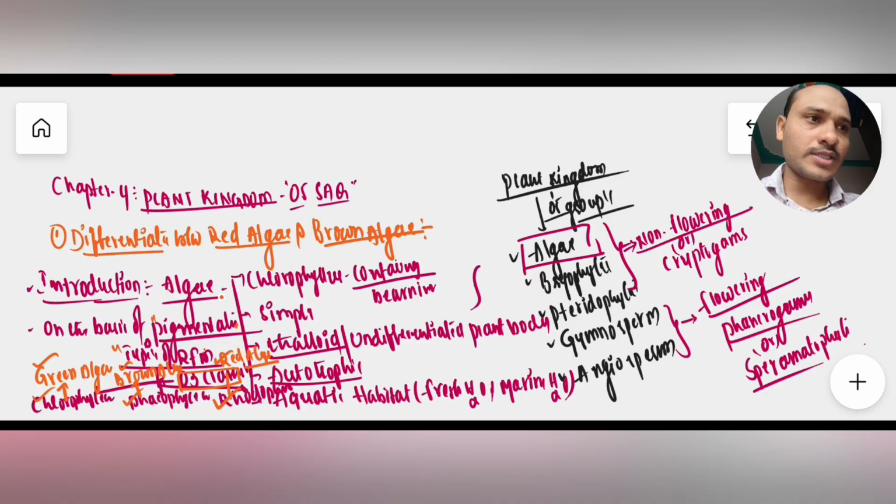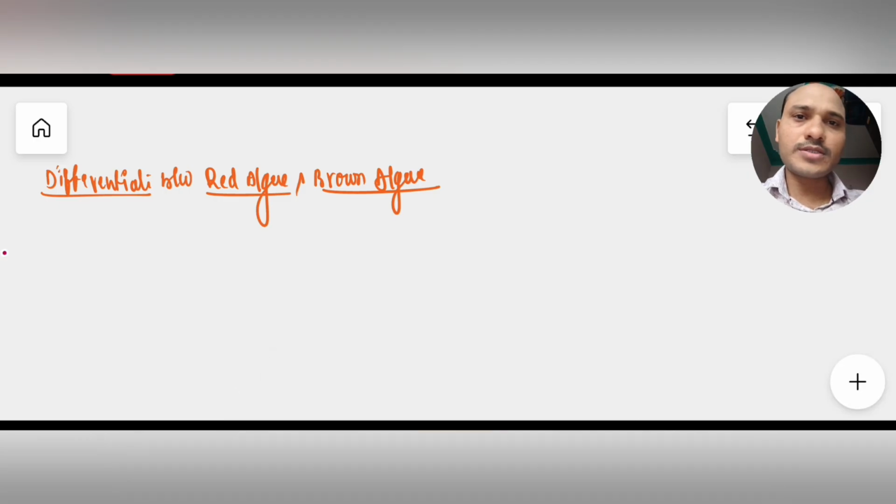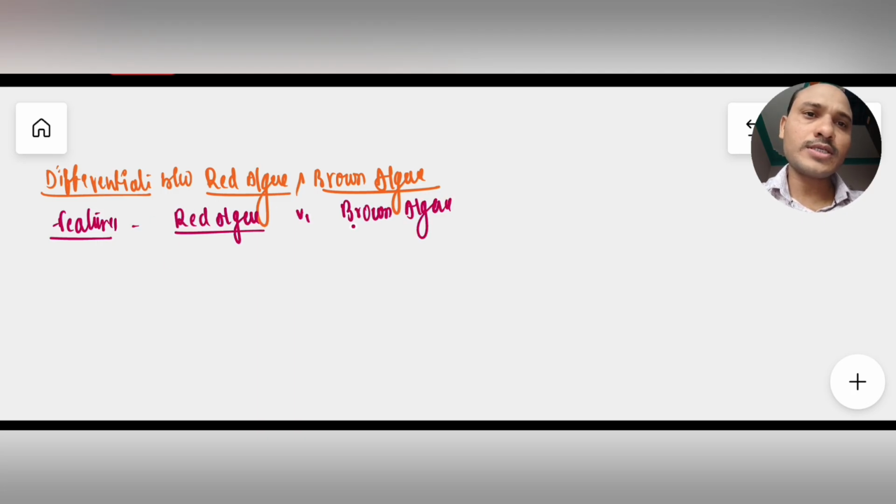So for the short answer explanation, among these 3 classes of algae, we take red algae and brown algae only. Let's differentiate between red algae and brown algae. Let's start the short answer question. We need to differentiate like this. First, the heading: features, or characters, and then red algae and brown algae.